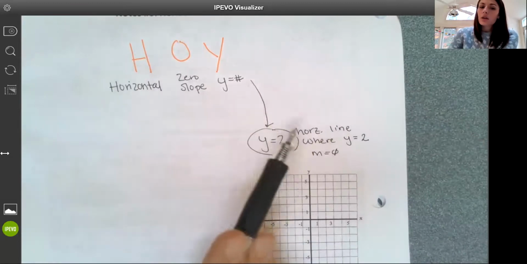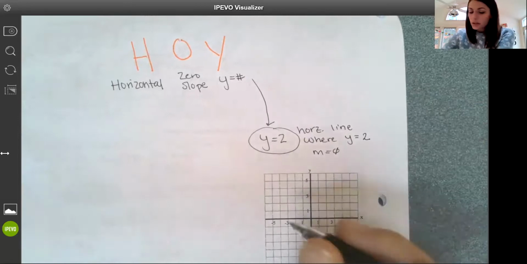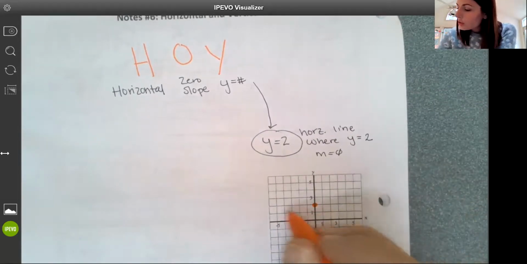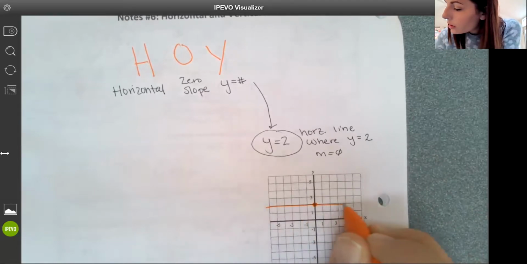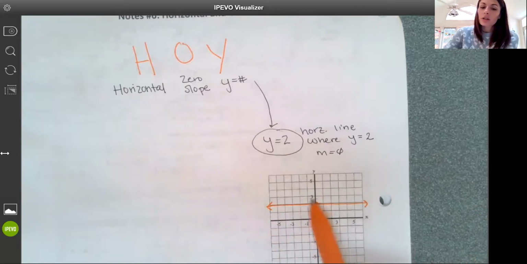So, it's a Y equals a number. It has 0 slope and it's a horizontal line. Y is 2 right here, and a slope of 0 would mean that I have a horizontal line going across where Y is 2.